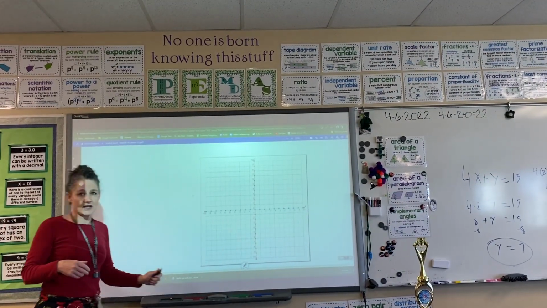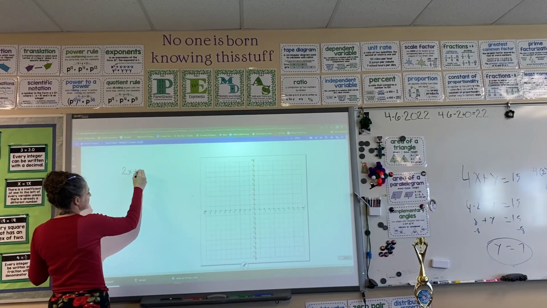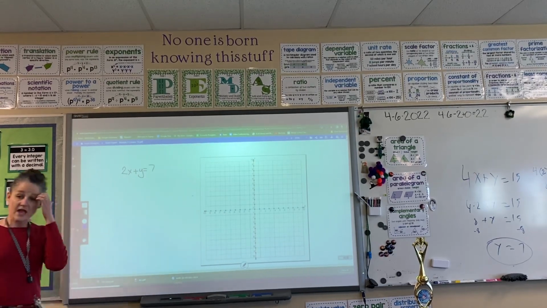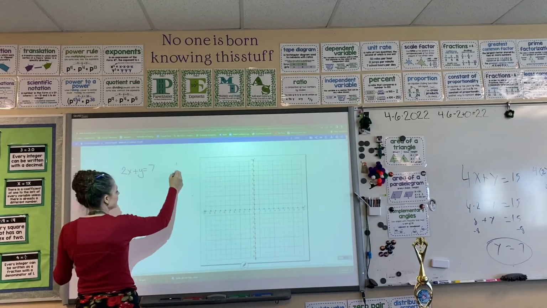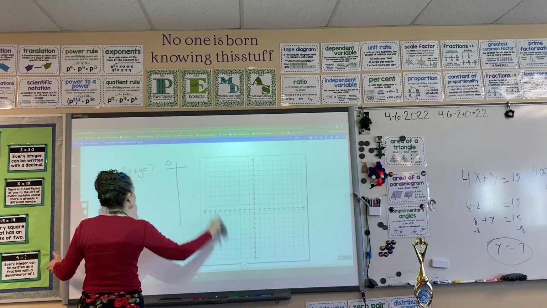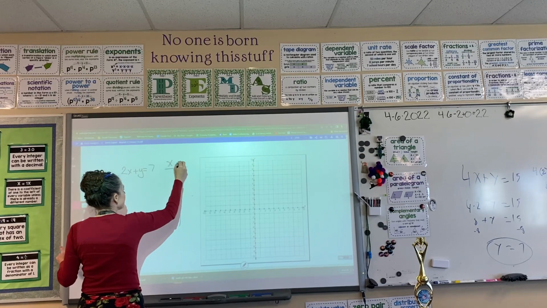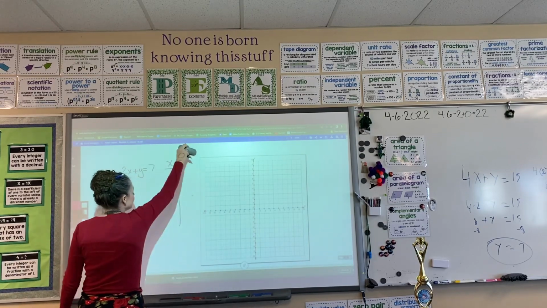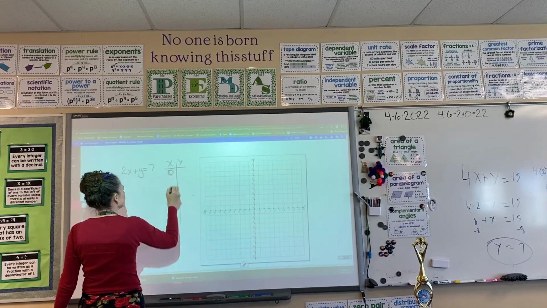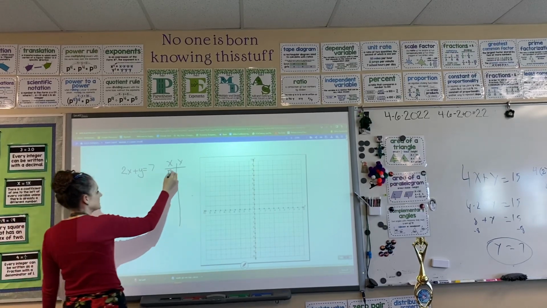The equations that we get are in the form like 2x plus y equals 7. Then we make our little chart. When x is 0, what does y equal? 7. That one we can do in our head. When x is 0, y is 7.